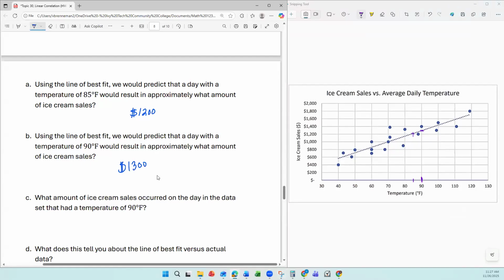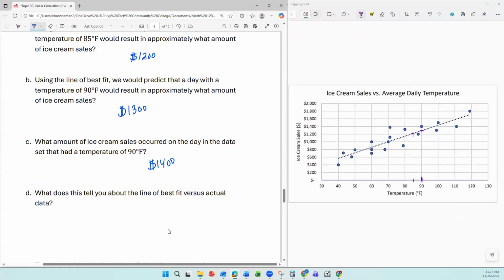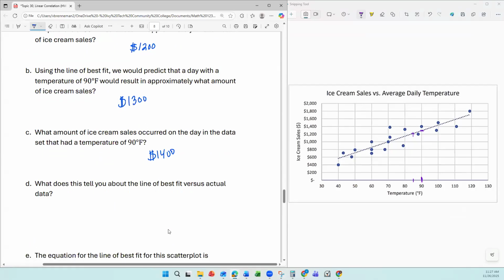Now, there was that point, the actual day. Each of these points represents a day, and there was a day that had 90-degree temperature, and it had about $1,400 of sales. So those two, notice, are not the same. The line of best fit and the actual data don't necessarily match up. The line of best fit does not tell you what actually happened.